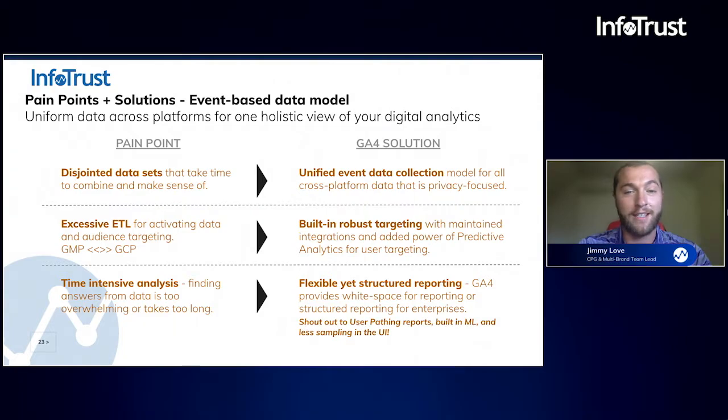GA4 actually has an Explore Hub, which is basically a white space for reporting, where you can use it to create custom charts, tables, funnels, and path exploration. The latter, my personal favorite, the new path exploration reports, are an absolute game changer and a huge improvement over some of the behavior flow reports that we know from Universal Analytics, for example.